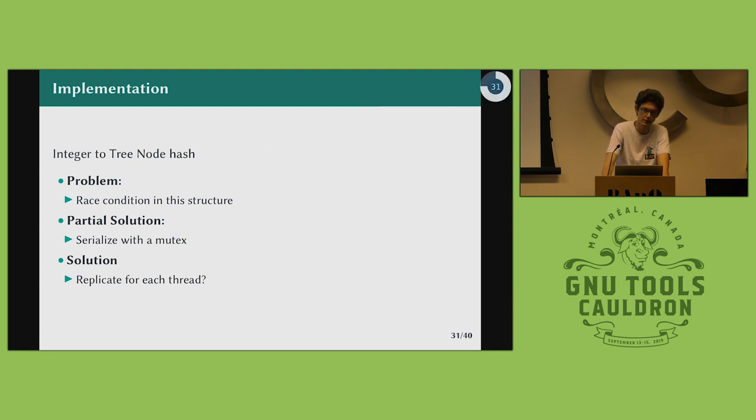And also, we had the integer tree node hash, which is used as a cache for when you convert an integer to a tree node. Currently, we use a mutex. It is serialized. However, maybe we should replicate it for each thread and remove the mutex, because the creation of the tree node maybe is cheaper than locking the mutex. This still must be researched.